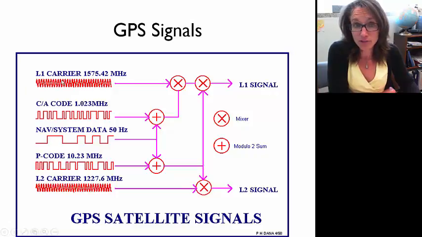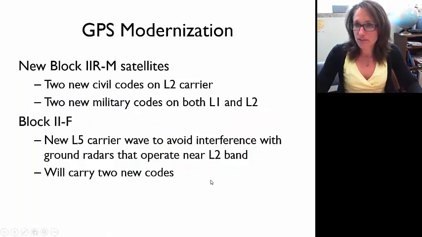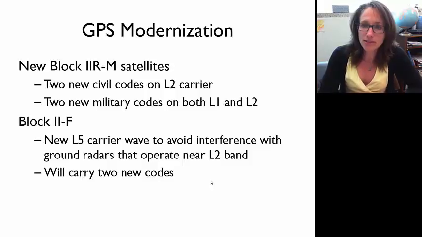Here's our L1 carrier wave, which is the one we use. Here's the L2 carrier wave, which is what the military uses, and some dual frequency receivers. Here's our CA code. Here's our navigation data. And here's our P code. Okay. So the CA code, course acquisition code, standard positioning service, this is what we're using. It, along with the nav data and the P code, are modulated on top of the L1 carrier wave. The L2 carrier wave is just getting the nav data and the P code, and that goes on the L2 carrier wave.